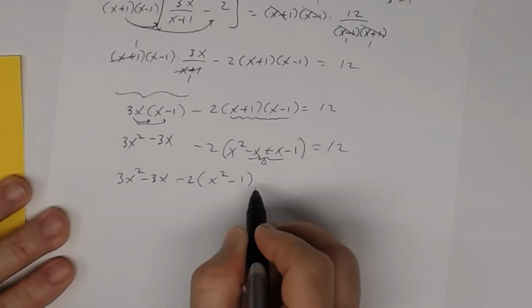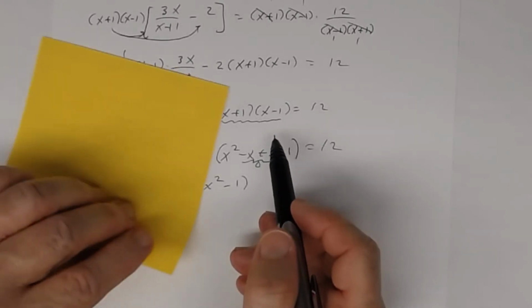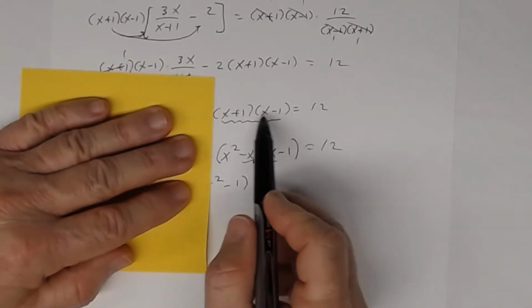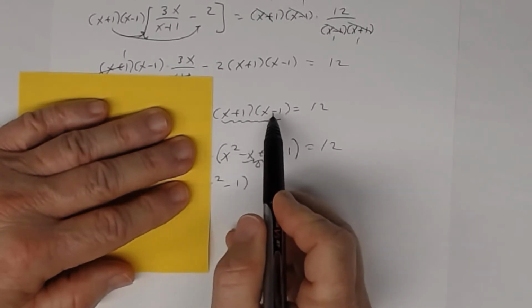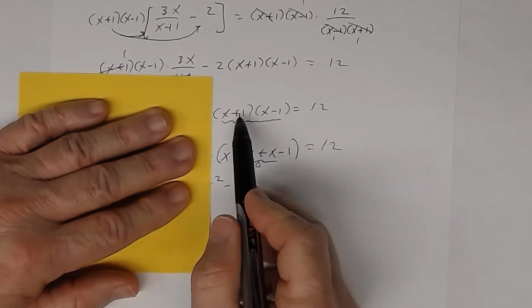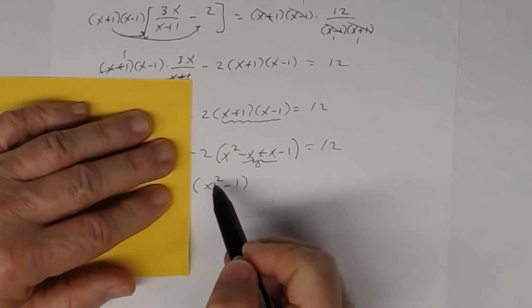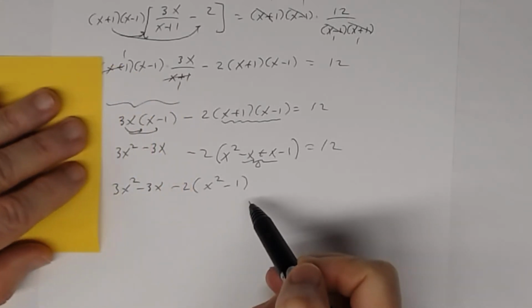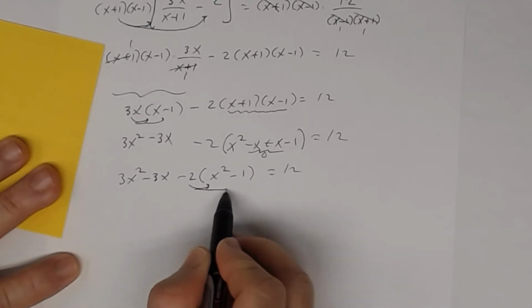X squared minus 1. And it kind of makes sense. I'm going to get x squared minus 1 because notice these 2 binomials are almost identical except for the signs, positive 1, negative 1. And from experience, you know that when you FOIL, this becomes the difference of 2 squares. That's what you get, difference of 2 squares. Equal 12.